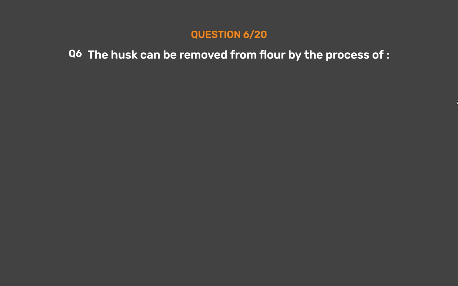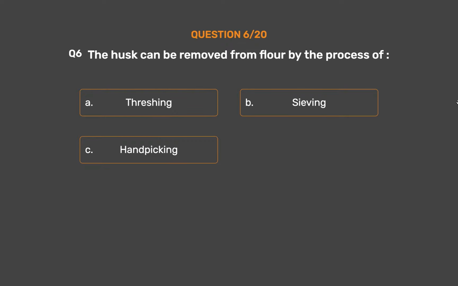Question number 6. The husk can be removed from flour by the process of Option A. Threshing. Option B. Sieving. Option C. Hand picking. Option D. Winnowing.